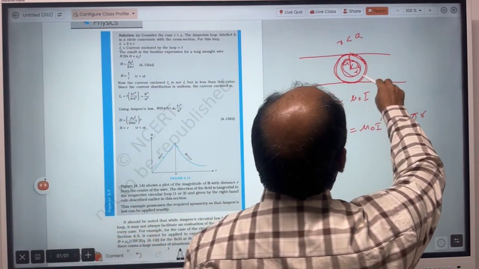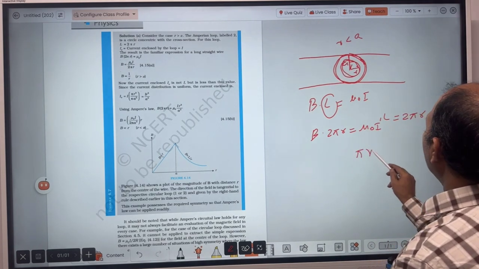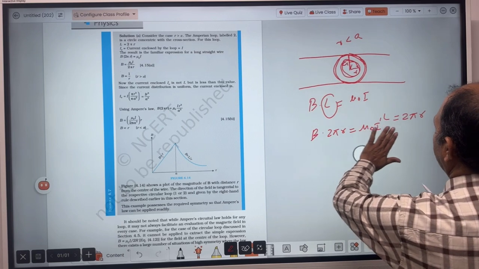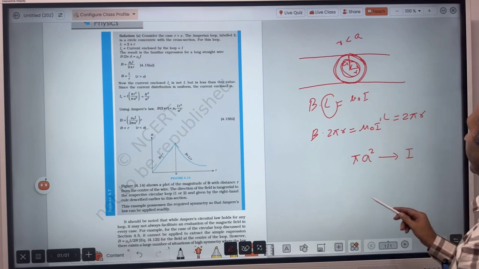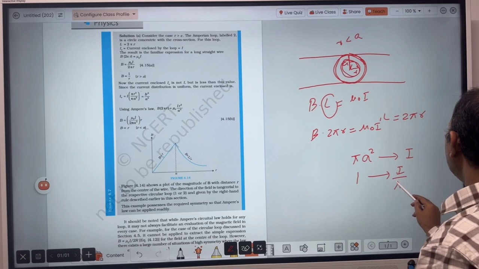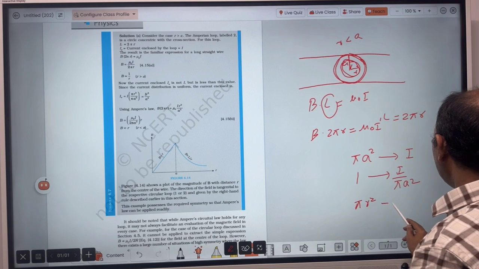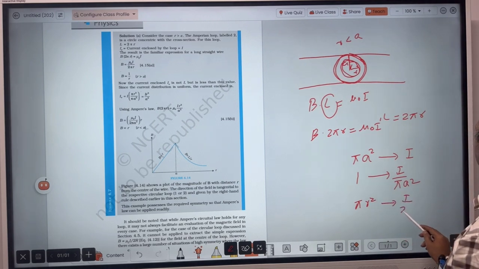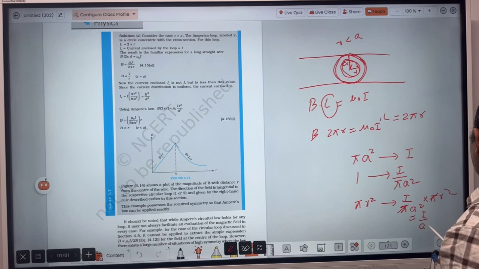As I told you, here the area is pi a square. Let's make it clear. Area pi a square contains current I, right? So unit area will contain current I upon pi a square. Then the pi small r square area will contain current I upon pi a square times pi r square. So pi will cancel out. We will get I upon a square times r square. So this will be the value of I dash.